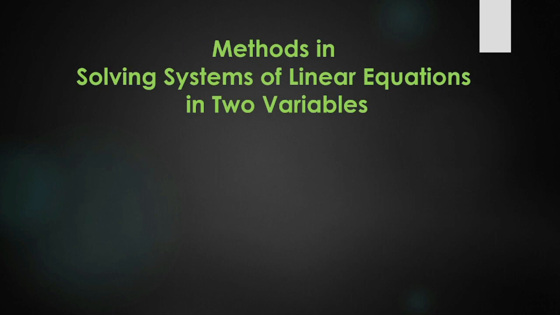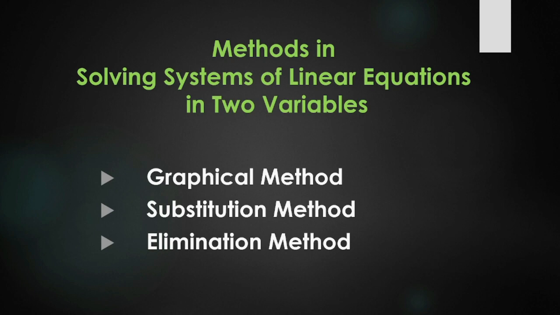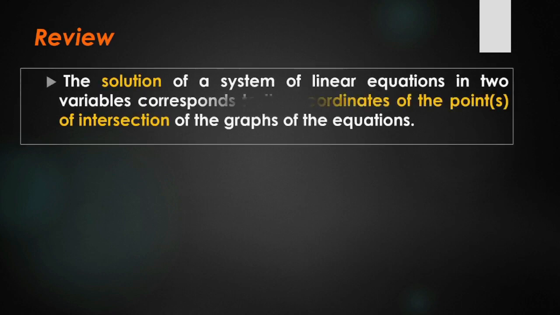There are three methods in solving systems of linear equations in two variables: the graphical method, substitution method, and elimination method. Before we proceed with the methods, let us review first what is the solution of a system of linear equations in two variables. The solution corresponds to the coordinates of the points of intersection of the graphs of the equations.